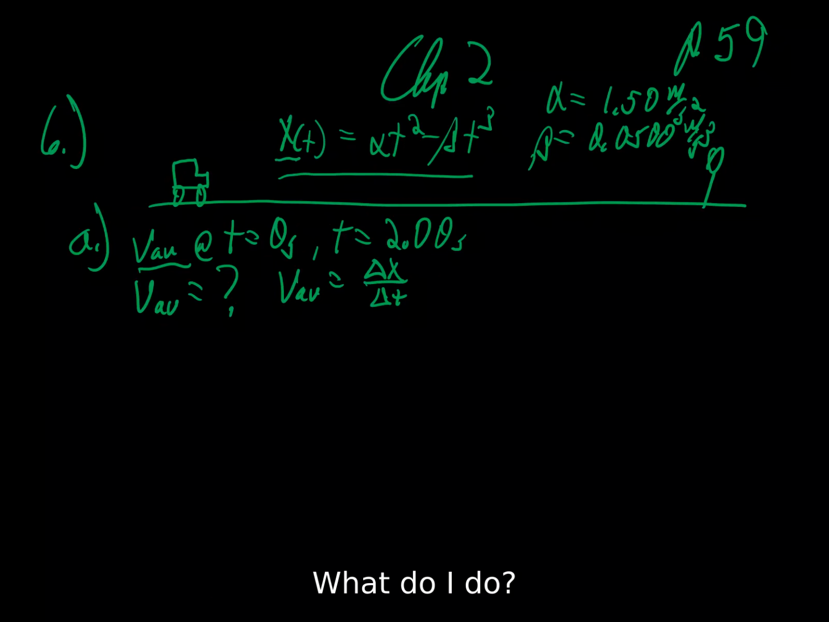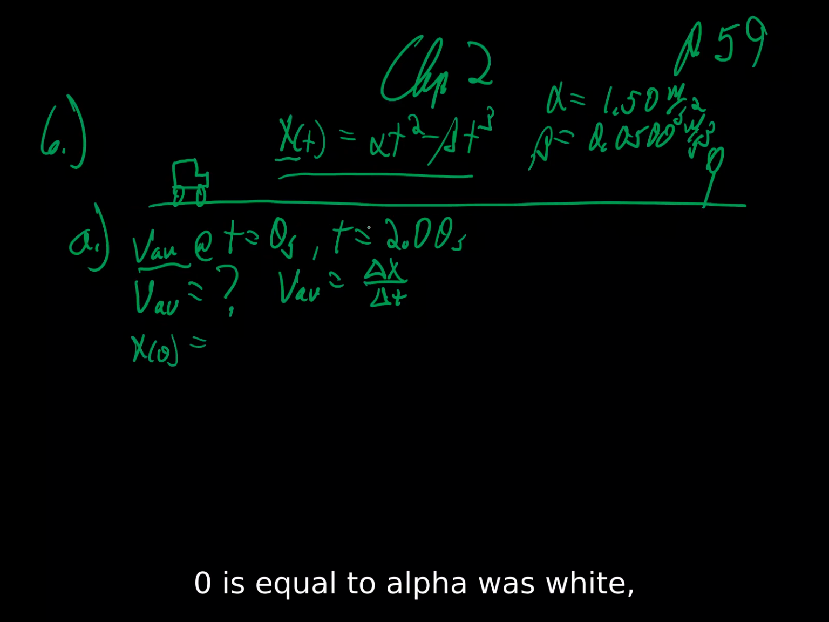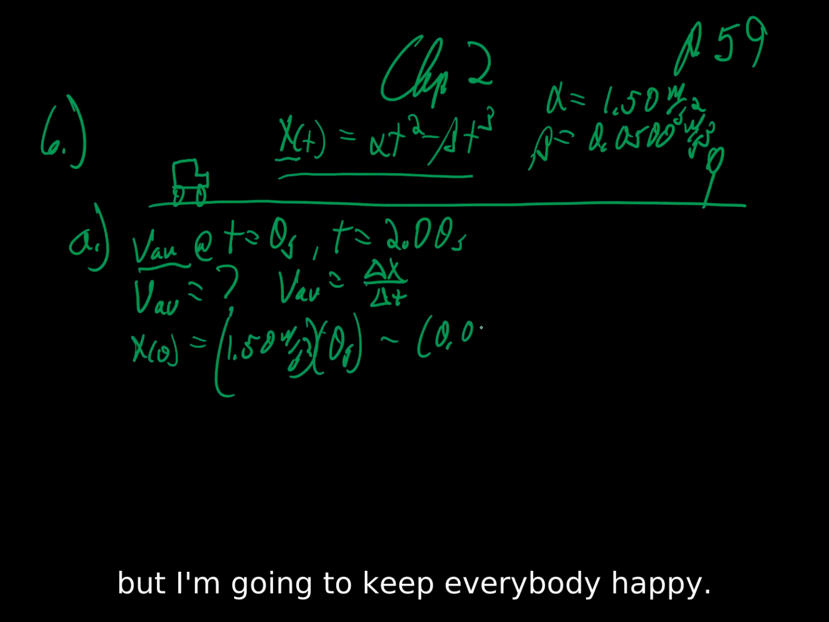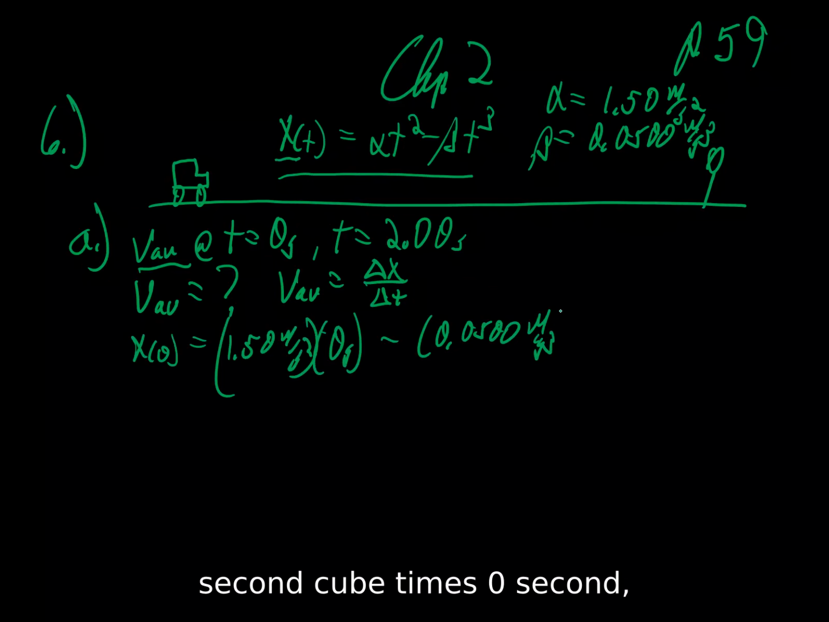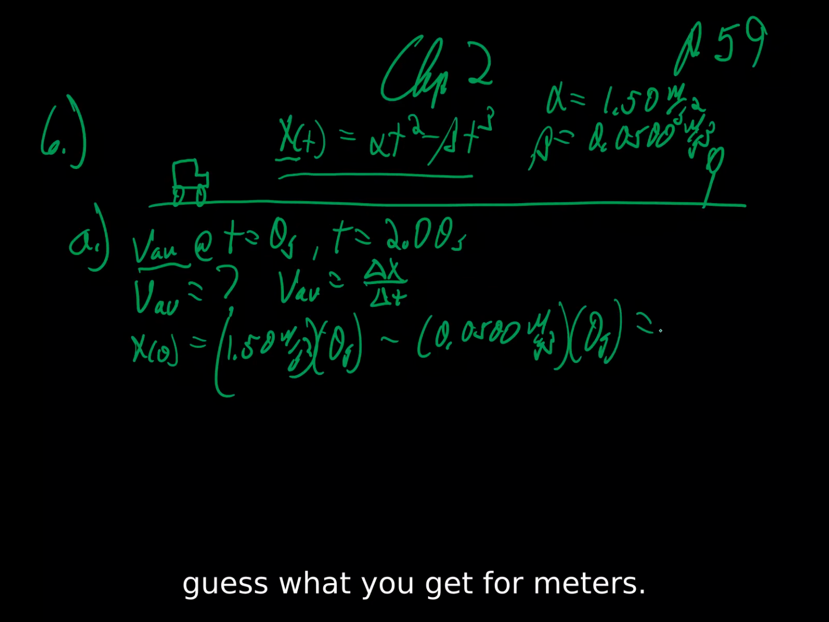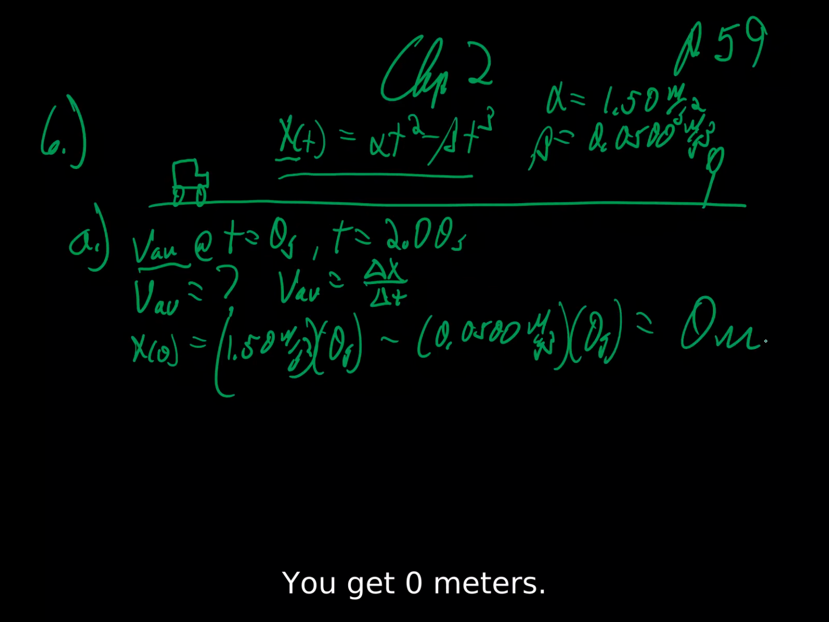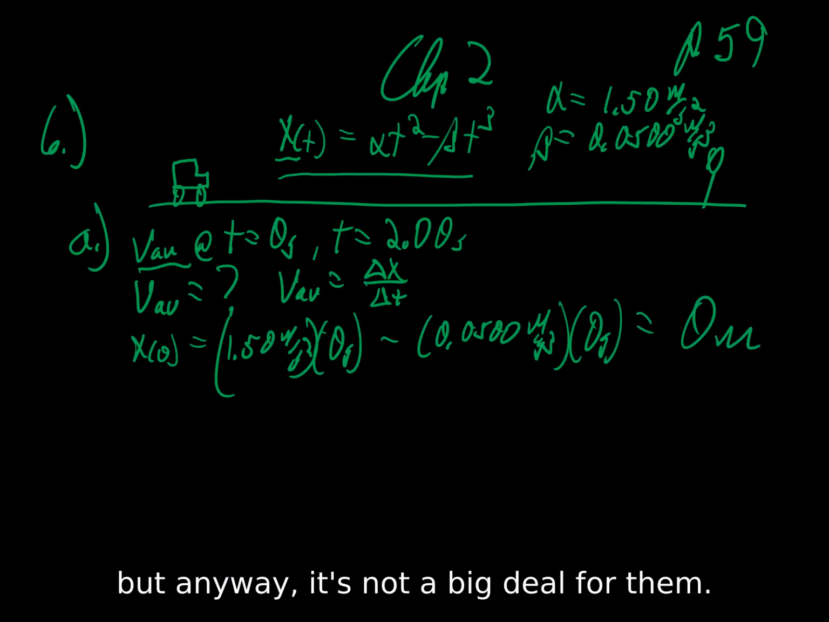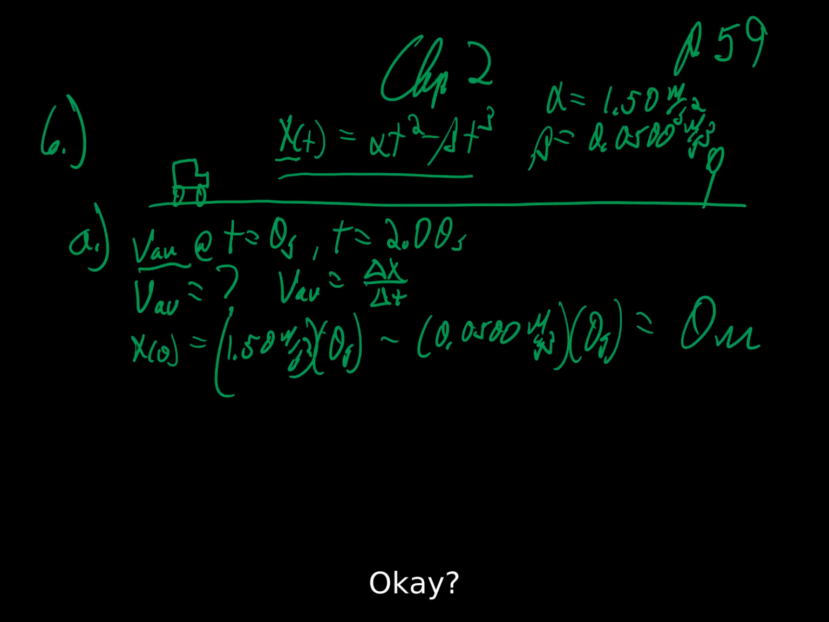Yes, you can. So what do you do? Well, you just plug it in. x at time 0 is equal to, all right, alpha was what? 1.50 meters per second squared times 0 seconds minus, I don't really need to write it, but I'm going to, just keep everybody happy, 3 significant figures, meters per second cubed times 0 seconds. Well, guess what you get for meters? You get 0 meters. Now, that's at time 0.